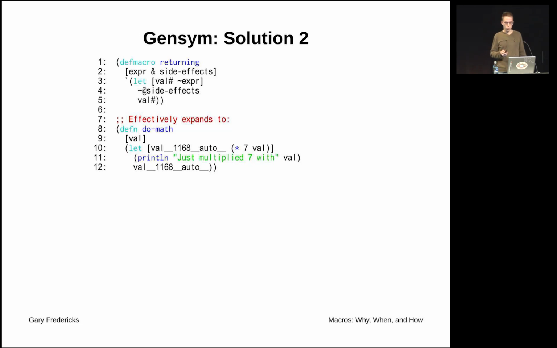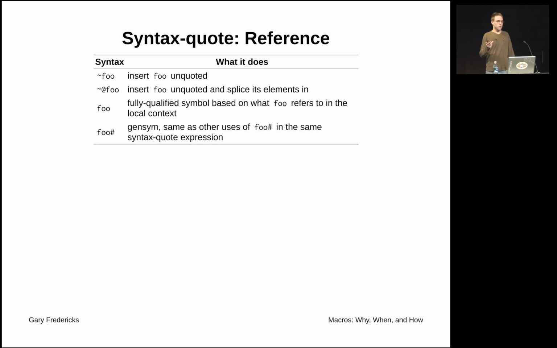So these are the different features for syntax quote we just went over. The tilde by itself does a regular unquote. The tilde with the @ sign does Unquote-Splicing. A symbol by itself is going to get fully qualified based on the context, and a symbol with the hash sign will get turned into a Gensym.